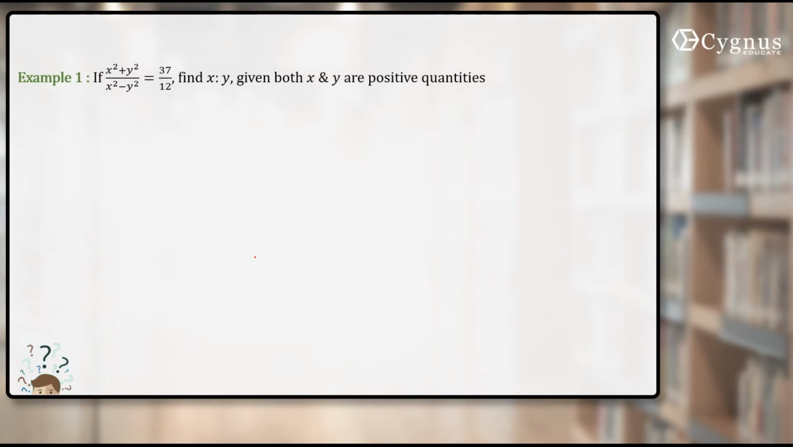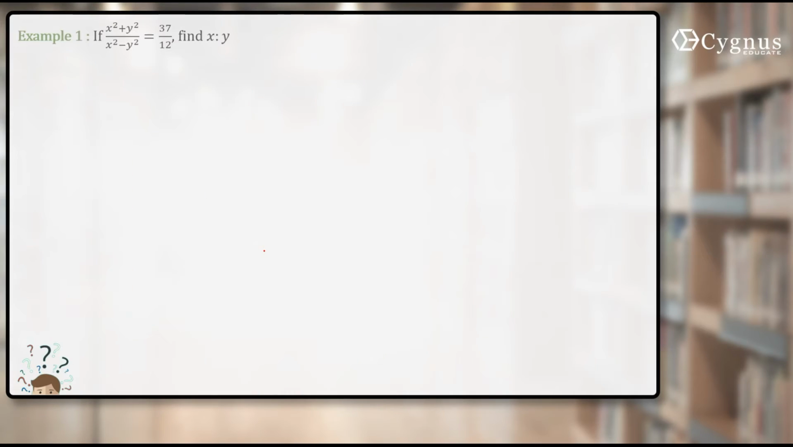It's given that (x square plus y square) by (x square minus y square) is 37 by 12. Find x and y, given both x and y are positive quantities. And this is another one. Now, how do we solve them? (x square plus y square) by (x square minus y square) is equal to 37 by 12. Find x is to y.